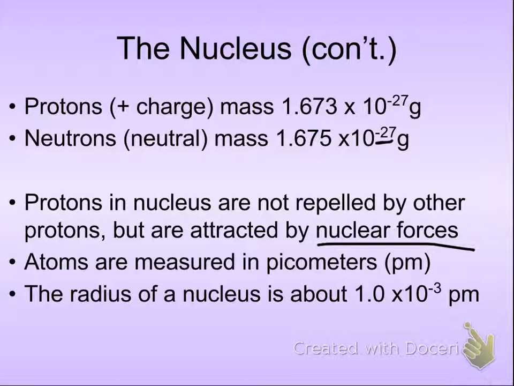You know that atoms are tiny. We measure them in picometers, and the nucleus of an atom is about 1,000th of a picometer. Remember that a picometer is already 10 to the negative 12th meters. This is tiny little scales that we can't even conceive of.